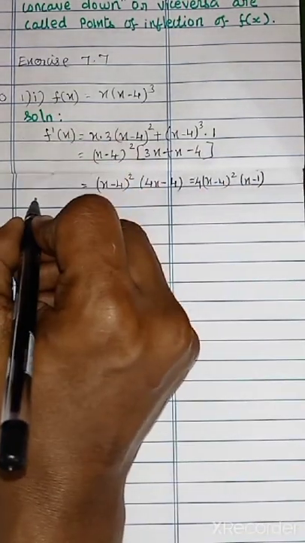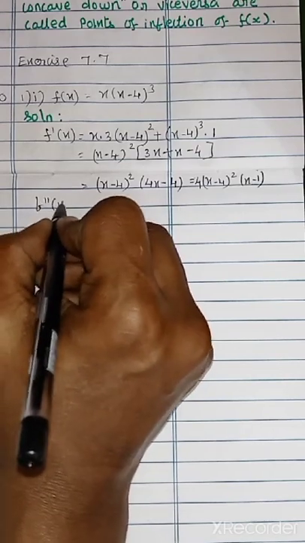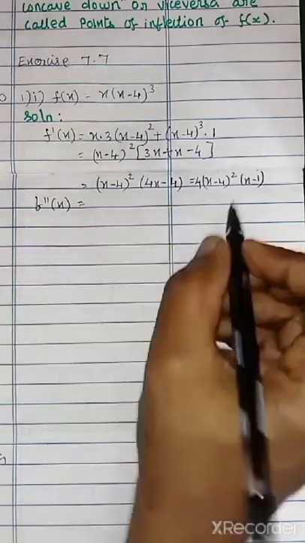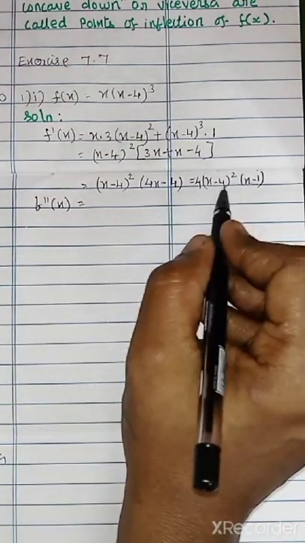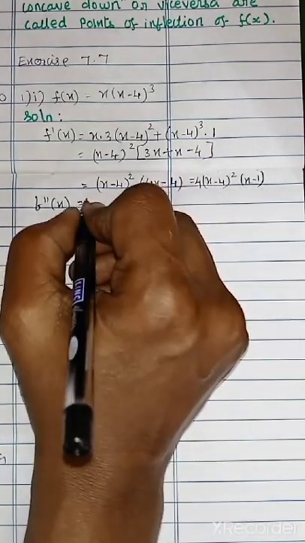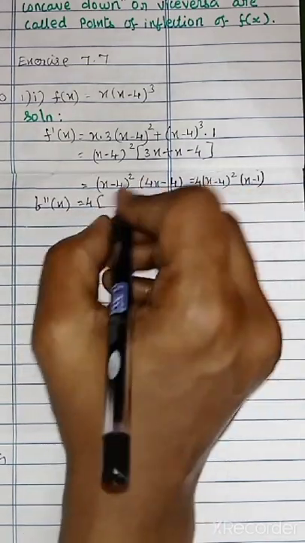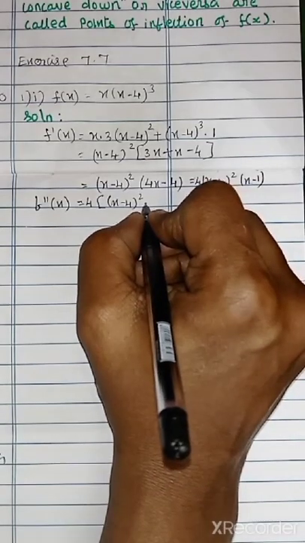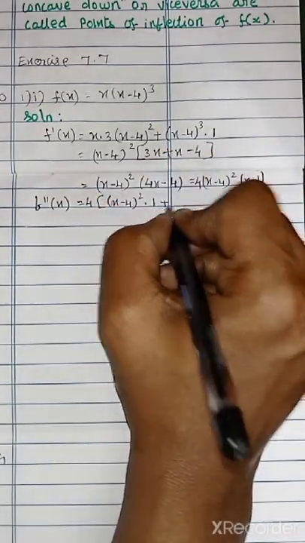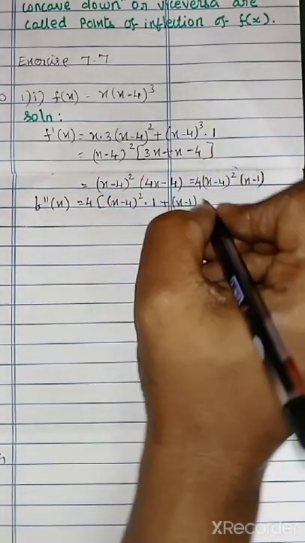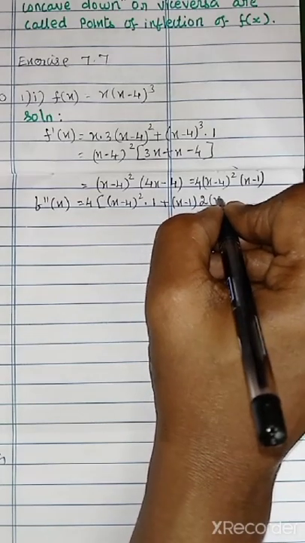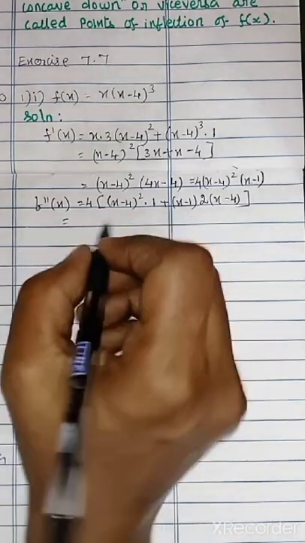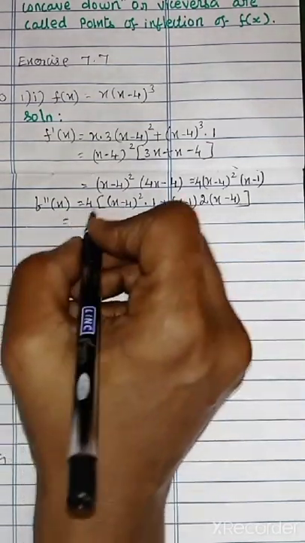But for finding concavity, we have to find f double dash of x. Again we use the UV method. We can take 4 as common. Keeping (x minus 4) the whole square as it is and differentiating it gives 1 times it, plus (x minus 1) as it is, and differentiating (x minus 4) the whole square gives 2 into (x minus 4). Again, if we simplify this, we can take (x minus 4) common.